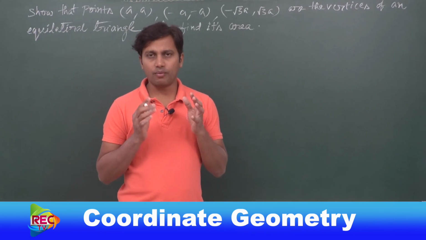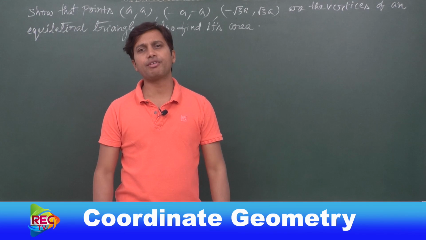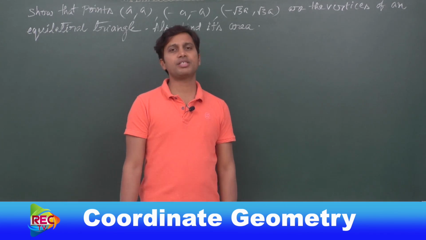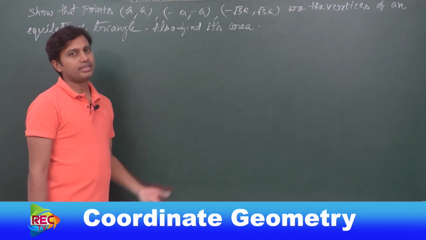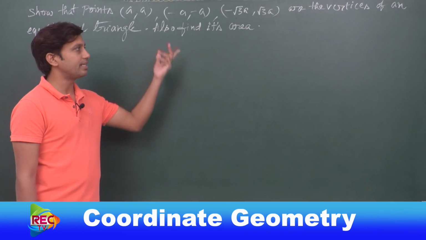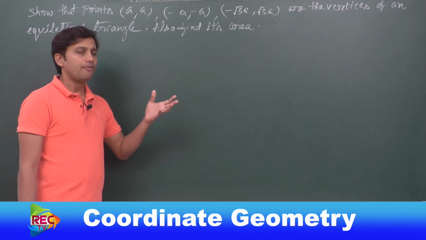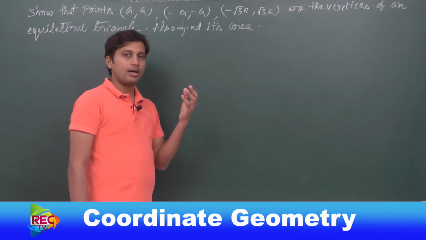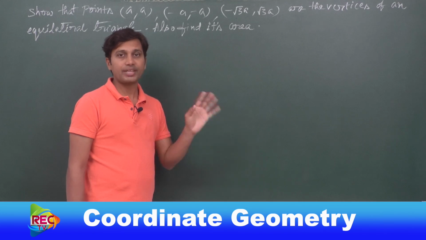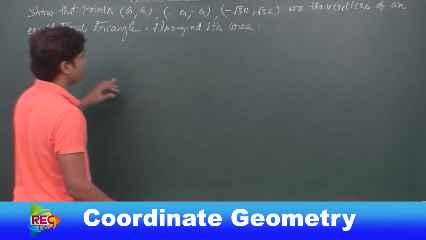What is the major property of the equilateral triangle? Yes, all the sides are equal. So we need to show that all sides are equal. Then it is sufficient to say that it's an equilateral triangle. After that we will take the help of the formula for the area of an equilateral triangle. We can find it. Okay, so just see.